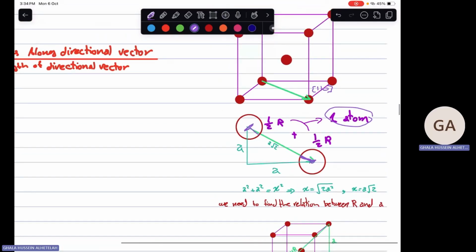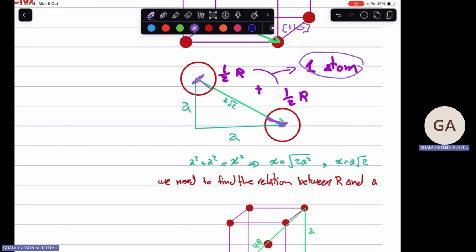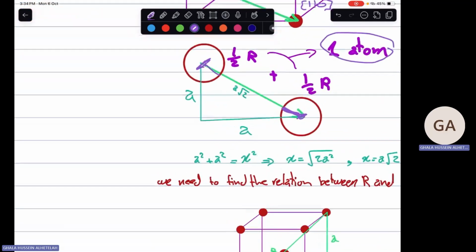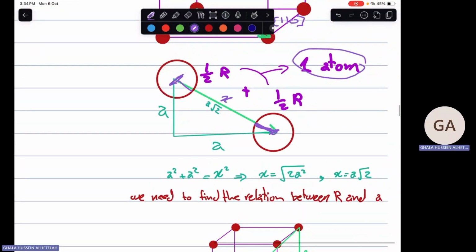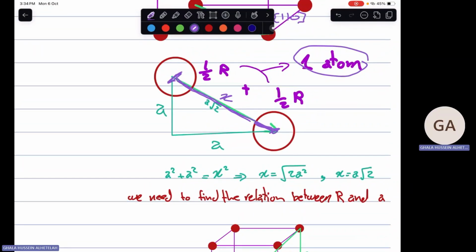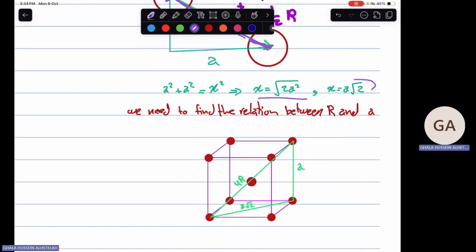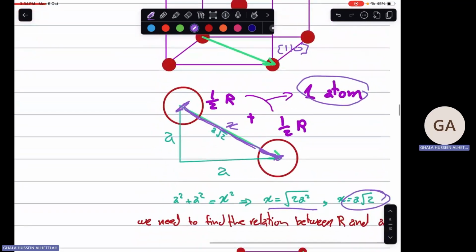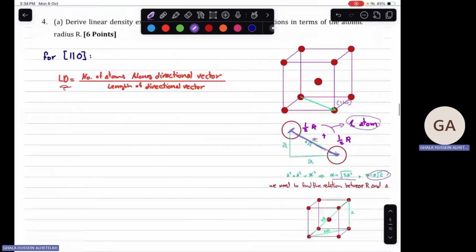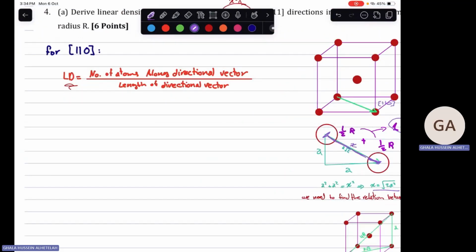We can find the relationship between r and a by using the Pythagoras theorem, or we can find the length by using the Pythagoras theorem. a squared plus a squared, we use the length which we need, x. x is equal to the square root of 2a squared, which is this one. Okay, what we are going to do is substitute into this equation, which is LD is equal to 1 atom over a square root of 2.